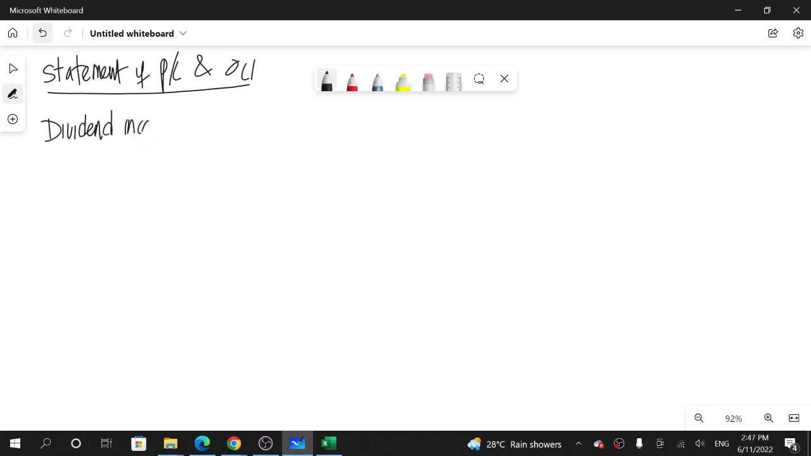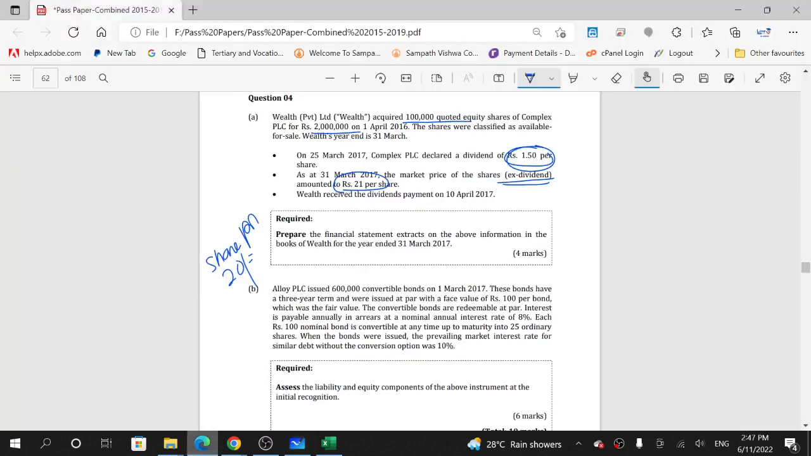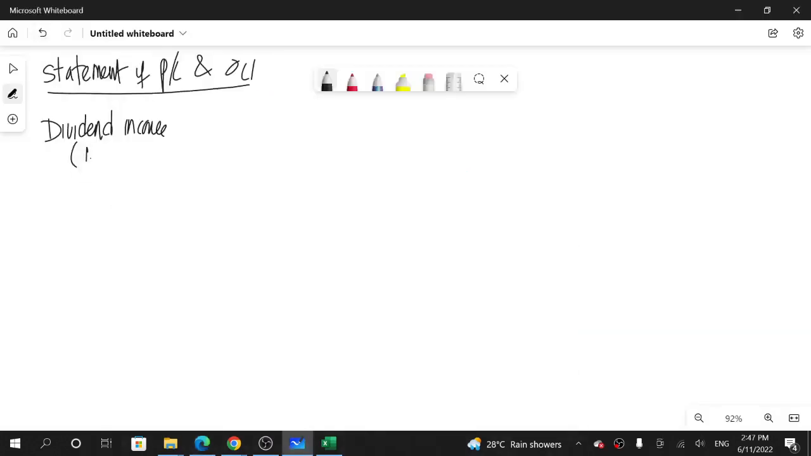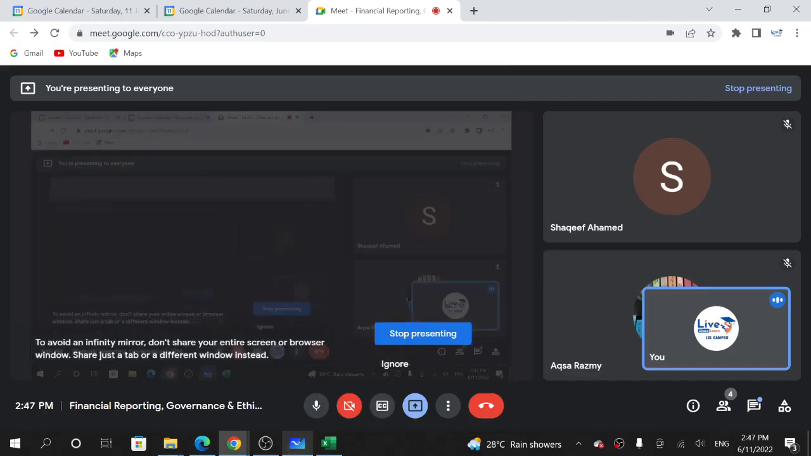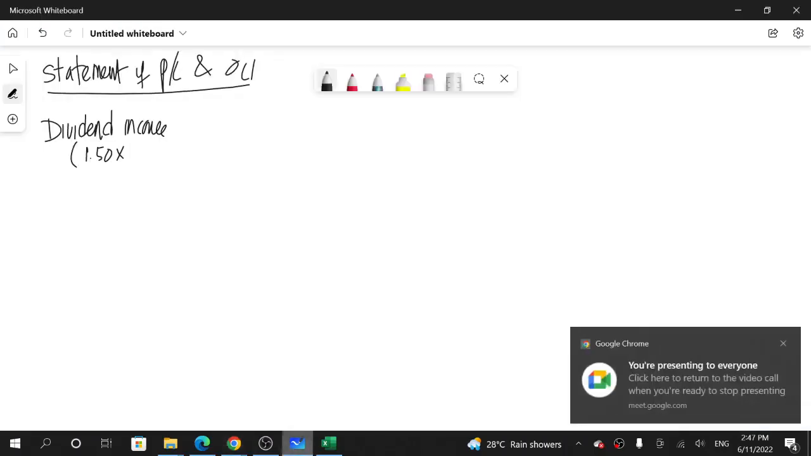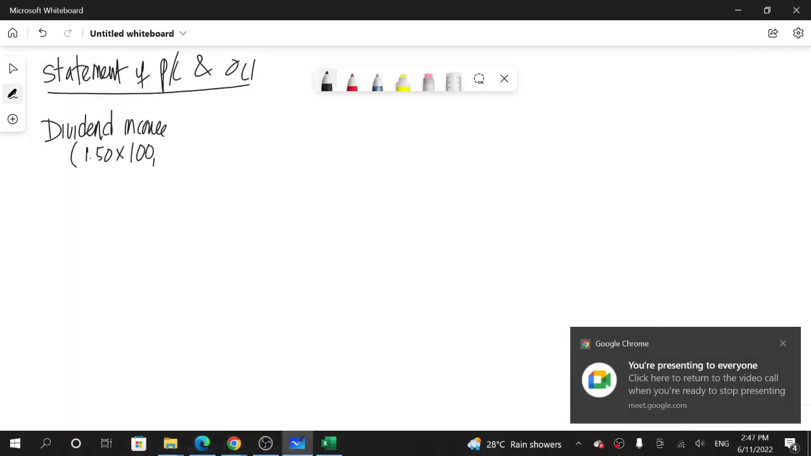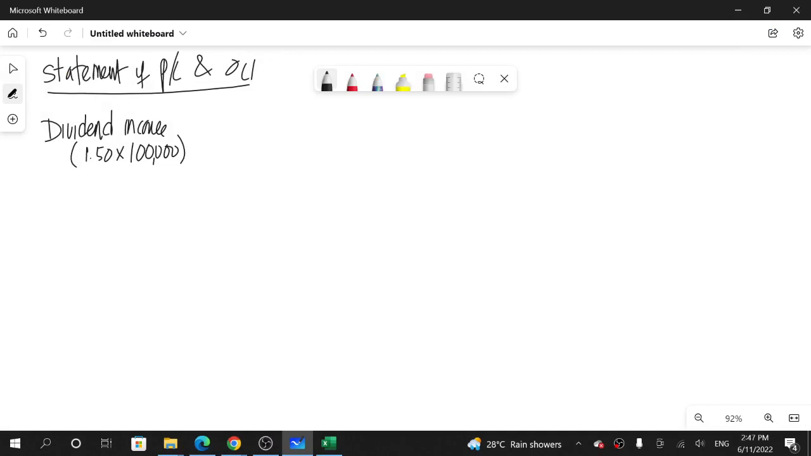dividend income. How much is the dividend? Per share dividend is 1.5, and we purchased 100,000 shares. So 100,000 into 1.5, in the sense 150,000 dividend income. Then under other comprehensive income, you can show this.